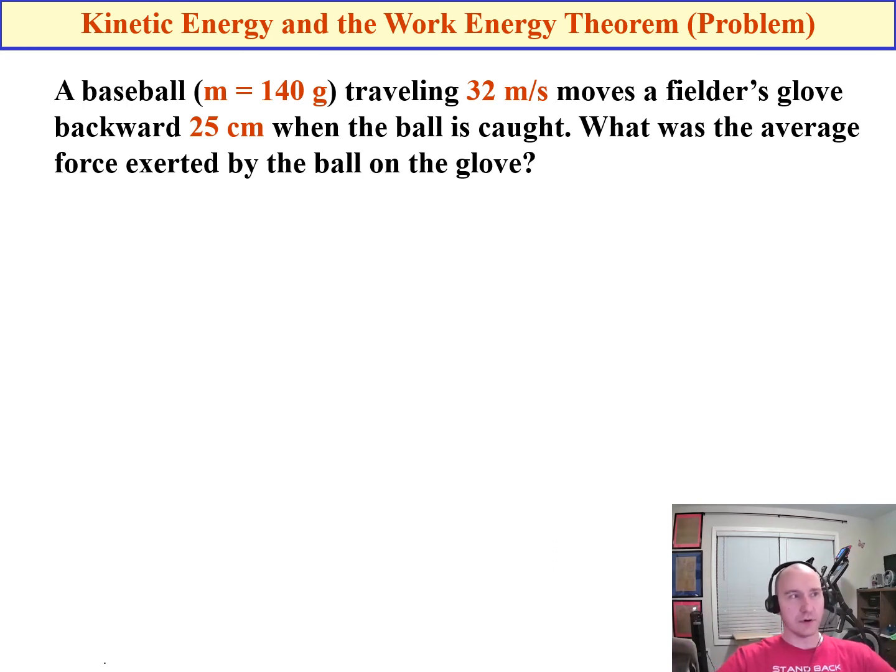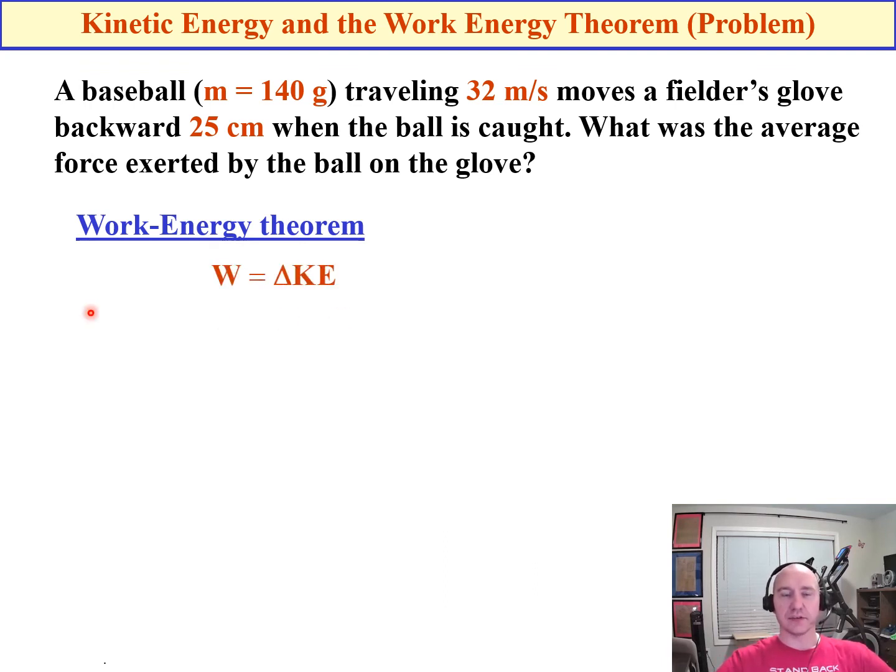Or you can use the work equation, which is actually what we're trying to get to here. The work-energy theorem says that work is going to be equal to change in kinetic energy. So that means that the work done, which is force times distance. Now keep in mind, the 25 centimeters needs to be converted to meters. The base unit for distance is meters. Also, the mass is in grams. That has to be in kilograms.